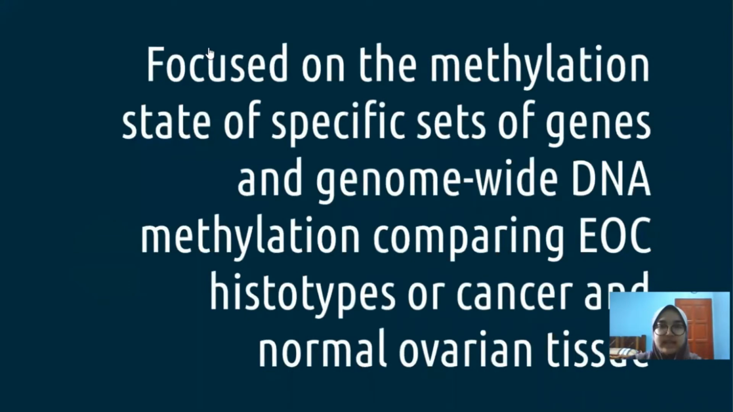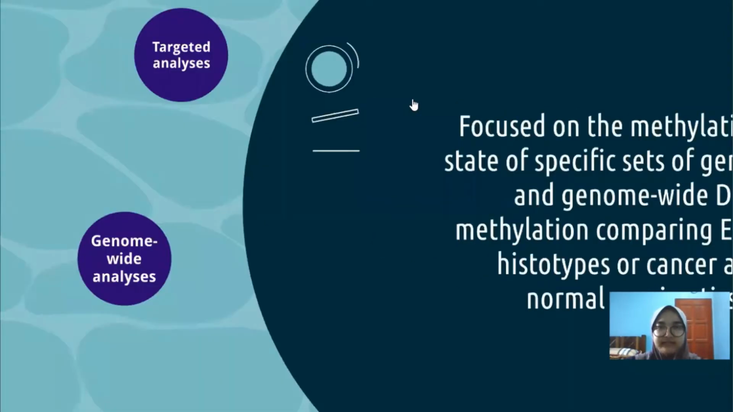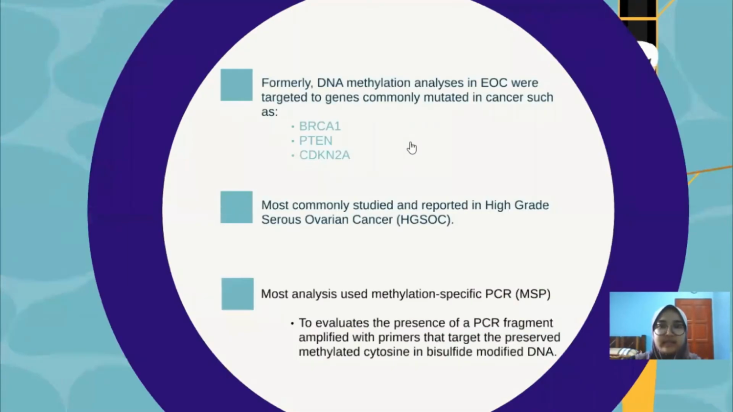For targeted analysis, it was found that formerly, DNA methylation analyses in EOC were targeted to genes commonly mutated in cancer. It was also found that the most commonly studied is high-grade serous ovarian cancer. In most analyses, they use methylation-specific PCR to evaluate the presence of PCR fragments amplified with primers that target the preserved methylated cytosine in bisulfite-modified DNA.